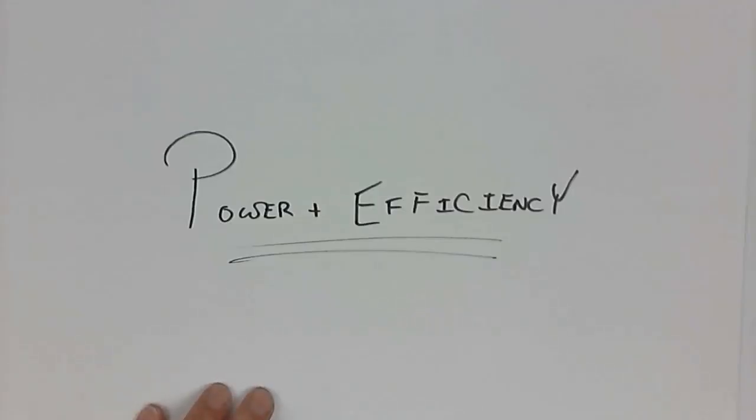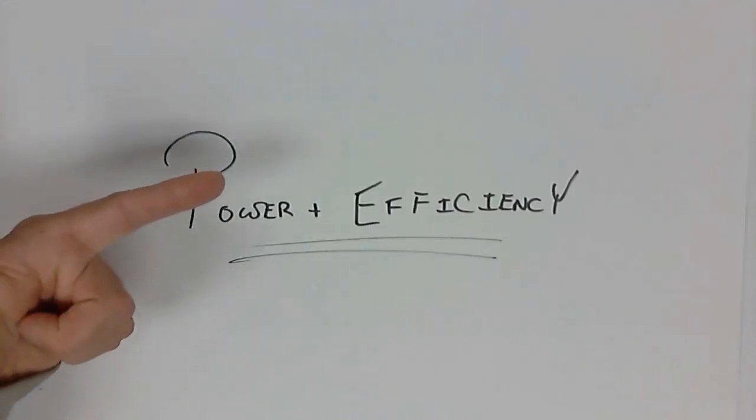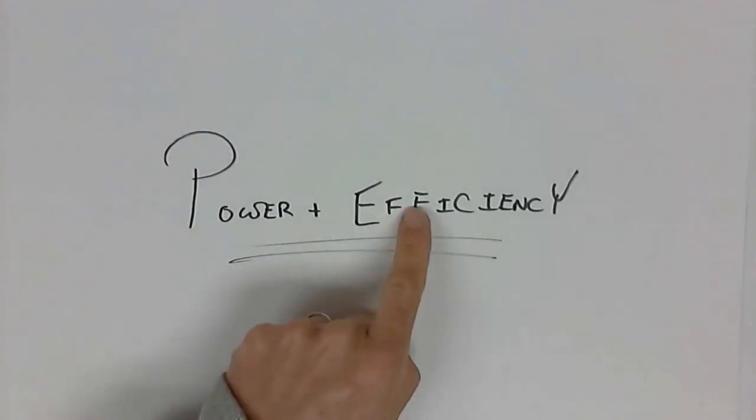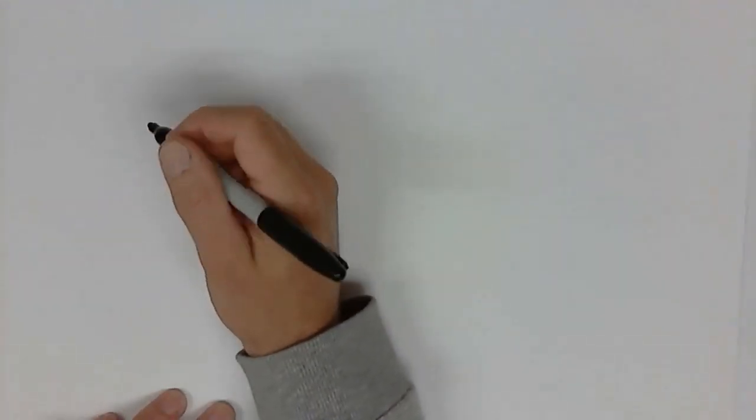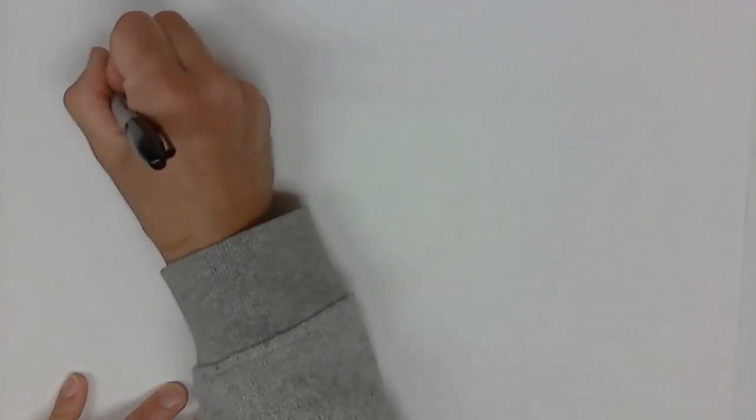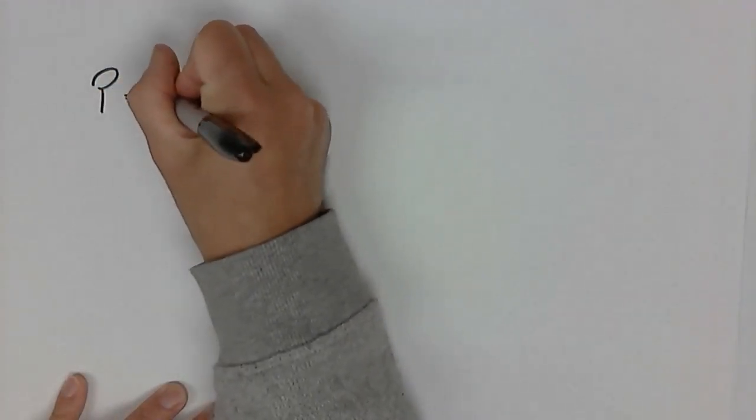Power and efficiency. What we're going to be looking at today is how we calculate power, how we calculate efficiency, and some of the nuances between different types of circuits. More of a review than anything else. So let's get started. Power and efficiency. Well, we should have a general understanding that these three equations are going to be used.